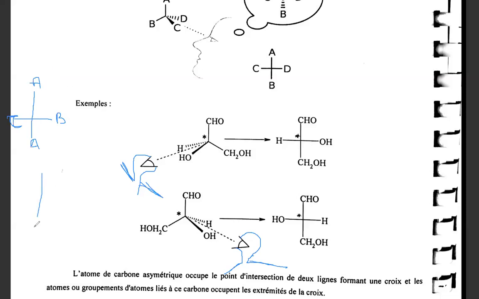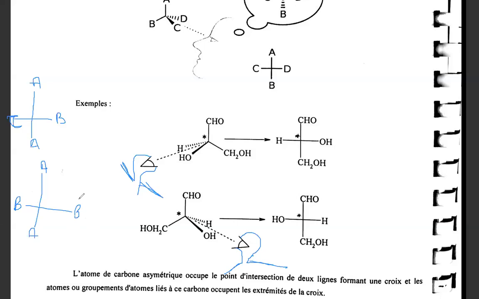Then you can also have molecules that have this type of arrangement: A, B, A, B. These molecules also do not have a carbon that is asymmetric because they have identical substituents on both ends, this one there and that one on the other end. So is it clear with Fisher's projection?